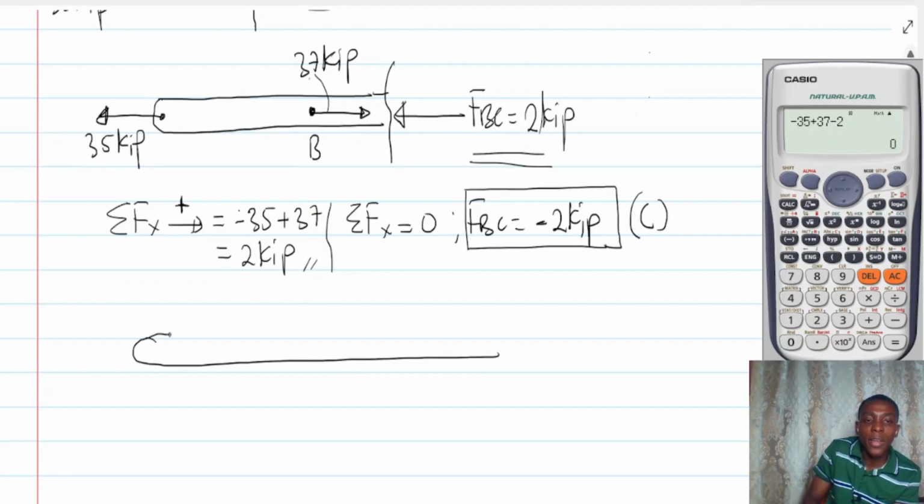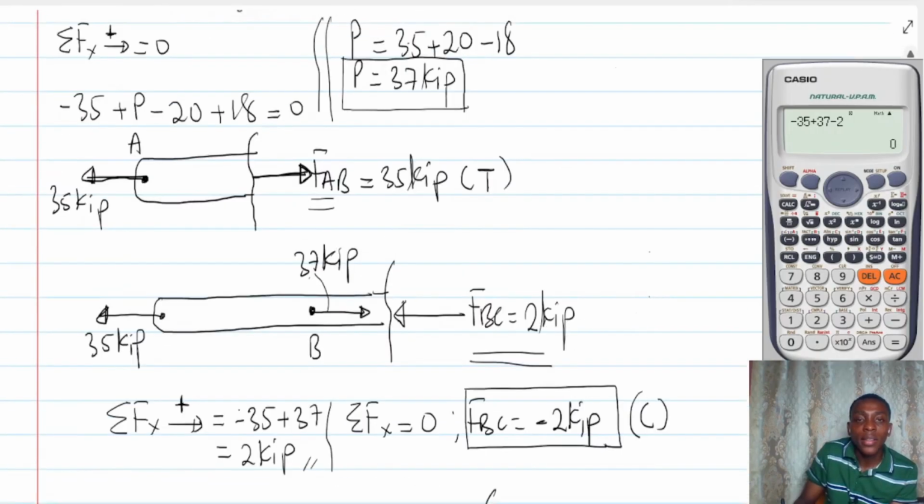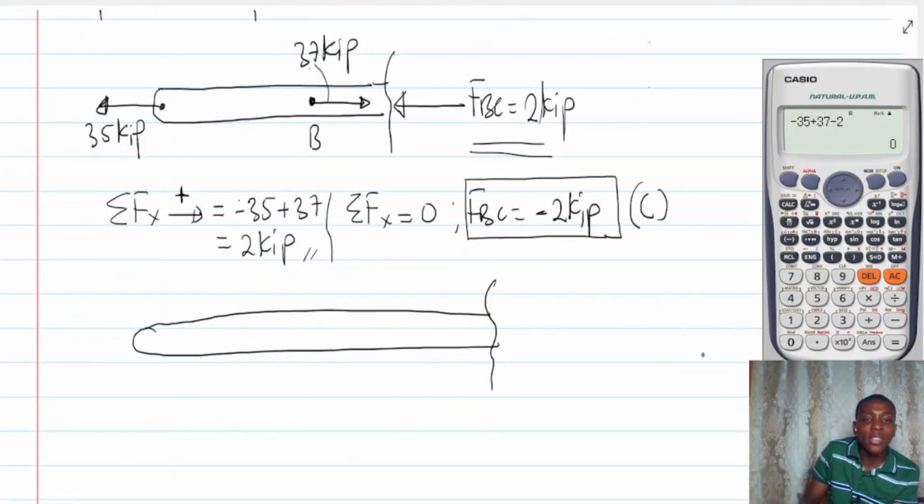So all the way to where the cut is. All right. But we have to indicate the forces at point A. So this one is what? 35 kip.